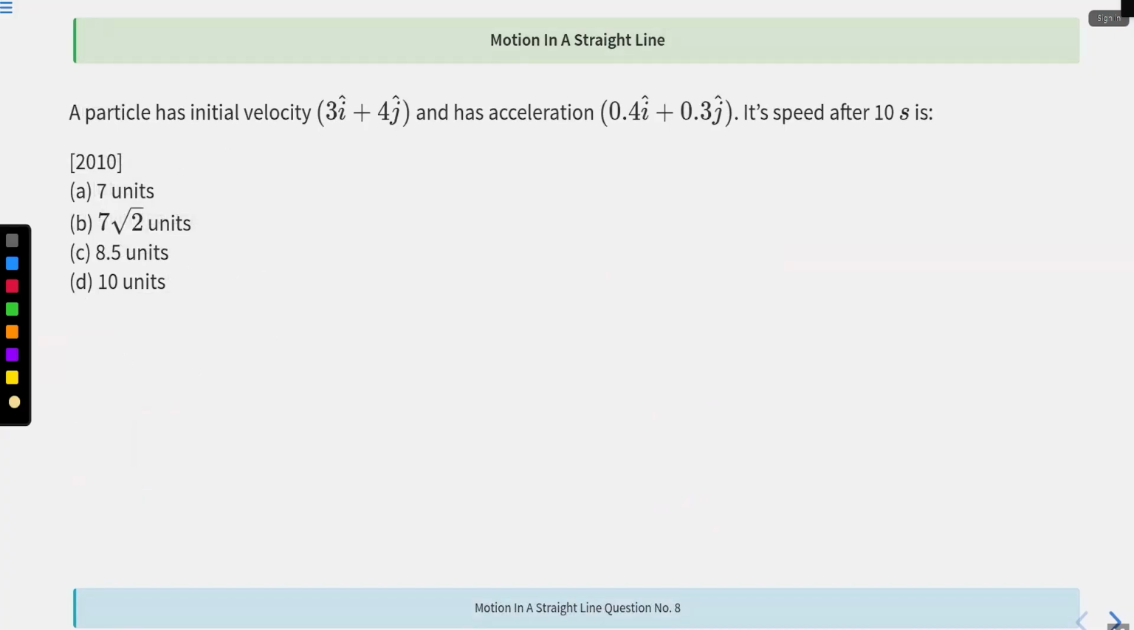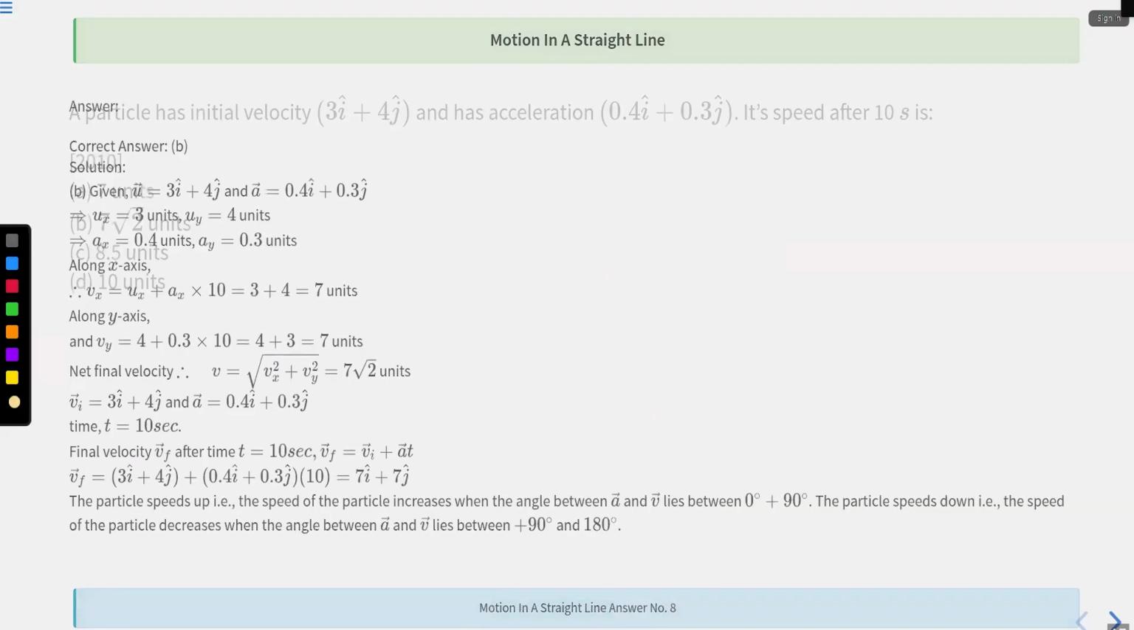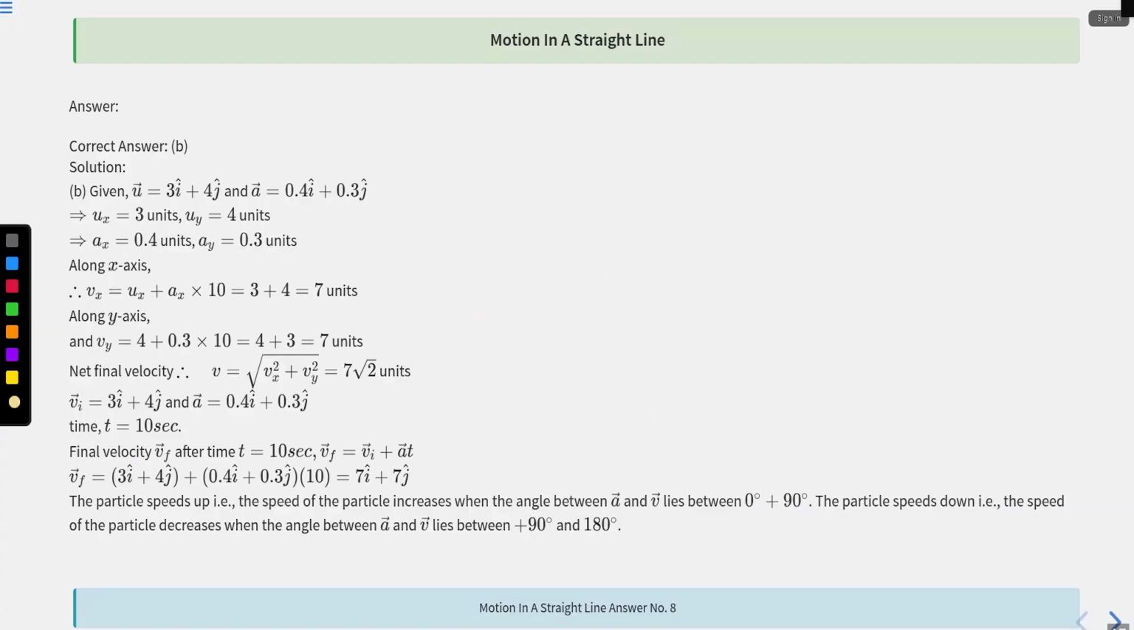A particle has initial velocity 3 i cap plus 4 j cap and has an acceleration of 0.4 i cap plus 0.3 j cap. Okay, this is the same question which we have done, and the only change in this question is, what is the speed after 10 seconds? This is the entire thing. So they have given us initial velocity. They have given us acceleration.